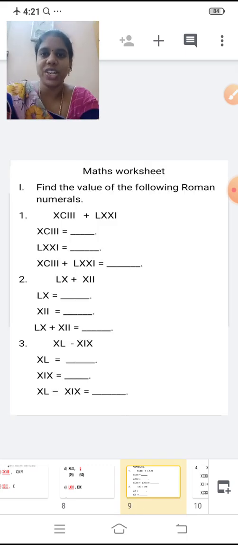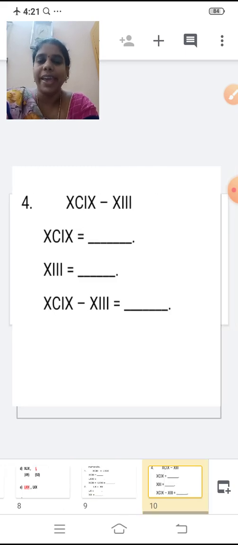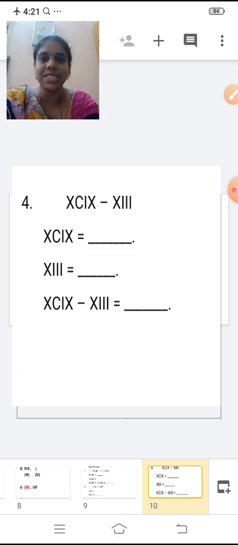Now I've given you one worksheet. Finish the worksheet, children. Same, find the value of the following Roman numeral. First one, XCII plus LXXI. First find the value for XCII. Then after that find the value for LXXI. Then add all together and change into Roman numeral. Second one, LX plus XI. Third one, XL minus XIX. XCIX minus XII. Finish the worksheet, children.